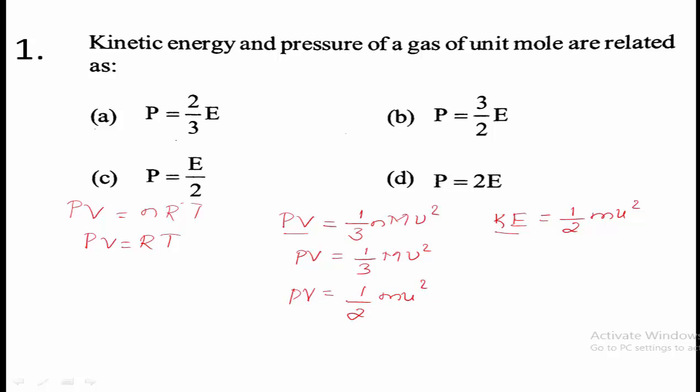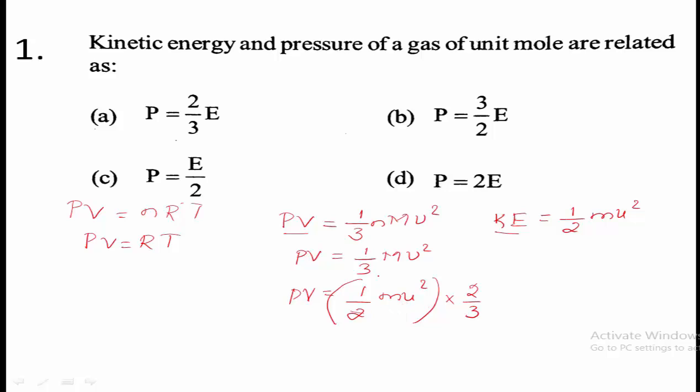I will write 1 by 2 mu square here instead of 1 by 3, and I will adjust this 1 by 2 by multiplying it with 2 divided by 3. But the actual value is 1 divided by 3, and I have to adjust that. Instead of writing 1 by 3 mu square, I have written 1 by 2 by adjusting that with 2 divided by 3. So if you cancel this 2 and 2, what you will get? 1 divided by 3 mu square only.